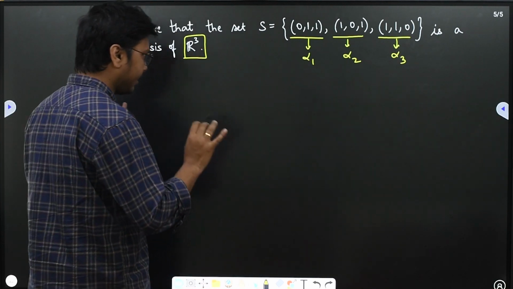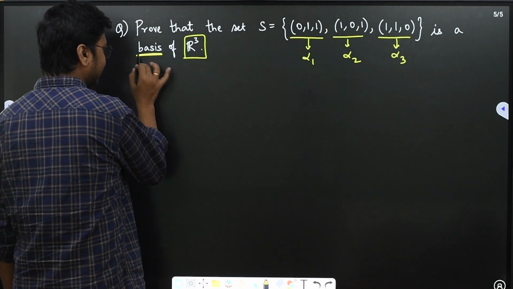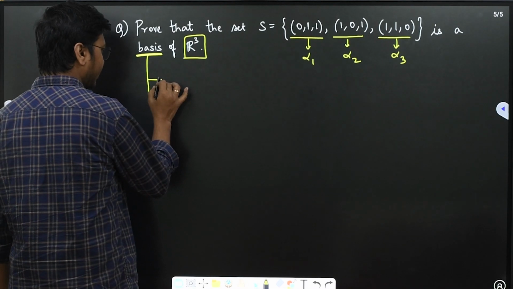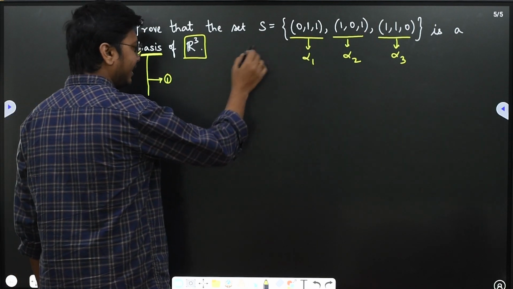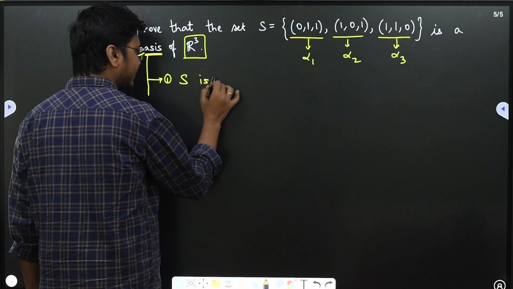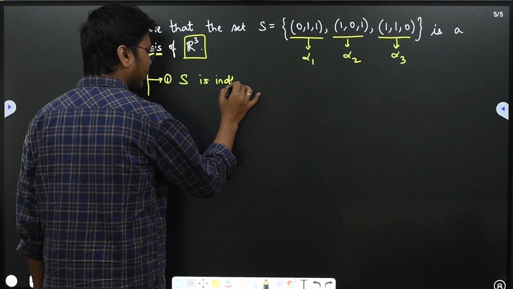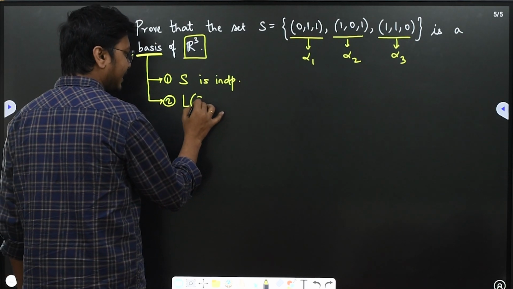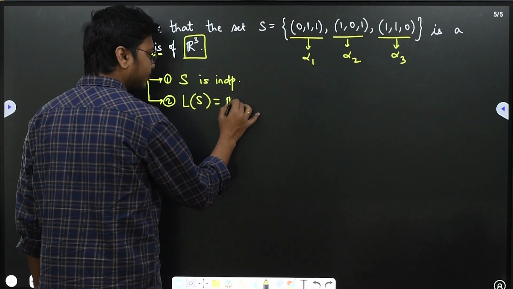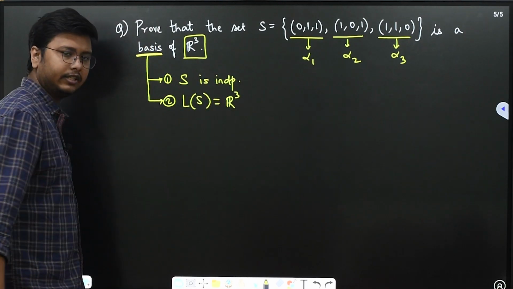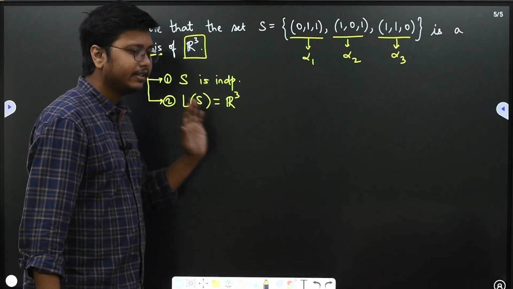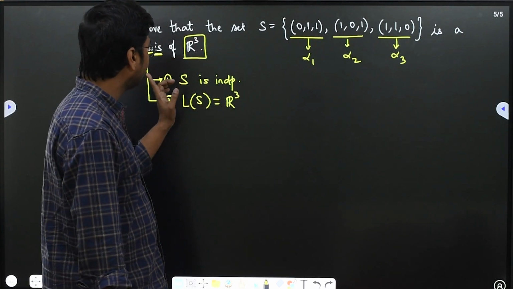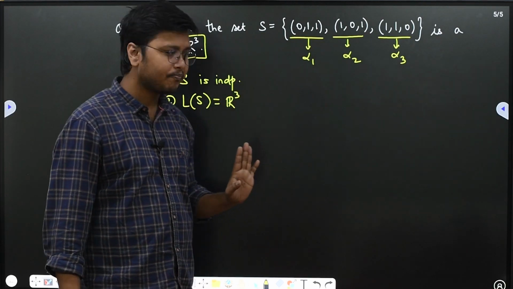Now remember, whenever you are trying to show something is a basis, you need to show 2 things. Number 1, it is independent, so S is independent. That's something you want to show at first. And number 2, you want to show that the set S is generating the vector space, which in this case is R3. These are the 2 things you want to show to prove that S is a basis.